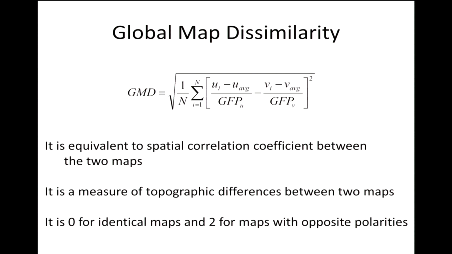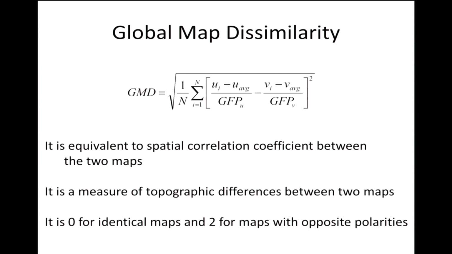Then there is another index or map descriptor called global map dissimilarity. This is used when you want to find out whether two topographical maps, or scalp maps, are similar or dissimilar. You have two conditions and you want to compare how similar or how dissimilar they are. Here u_i is one condition and v_i is the other condition, the bars are averages, and this is the GFP, the global field power, for condition 1, and this is for condition 2, and N is the number of electrodes.